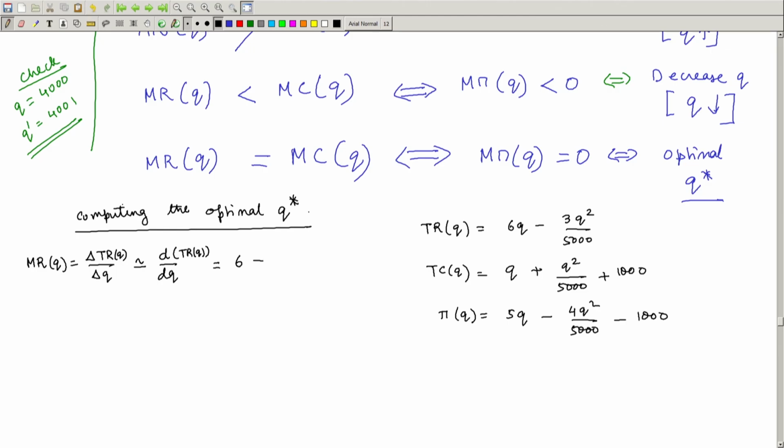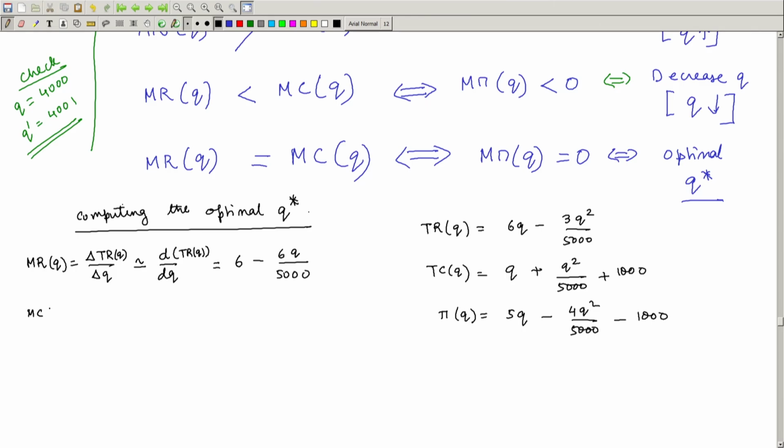For the second term, I have minus 3Q square by 5000. The 3 divided by 5000, I can essentially pull it out, and the derivative of Q square with respect to Q is going to give me 2 times Q. So the 2 multiplied by 3 upon 5000 is going to give me 6Q divided by 5000. So I am just taking the derivative of the total revenue with respect to Q, and we get the marginal revenue as a function of Q.